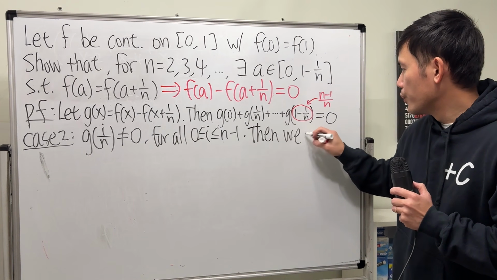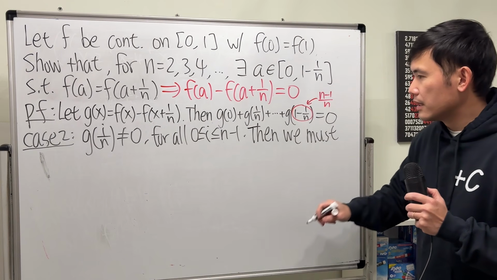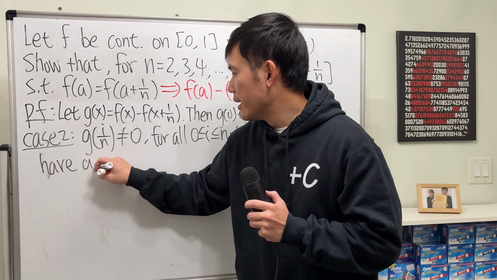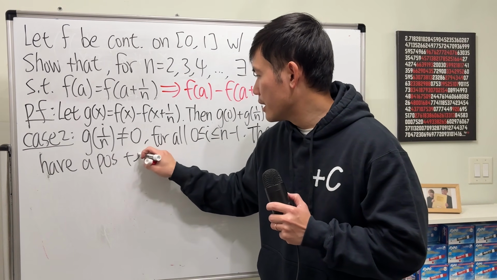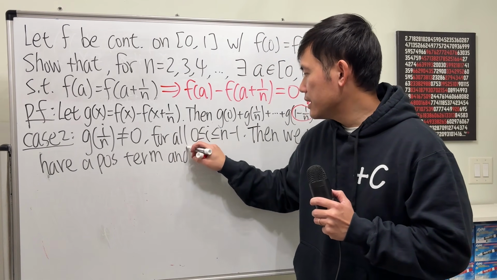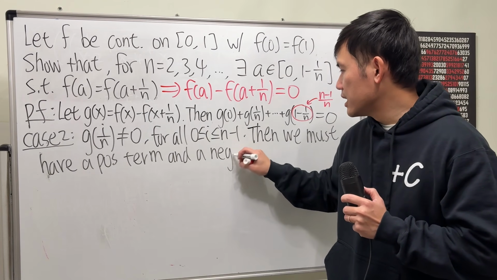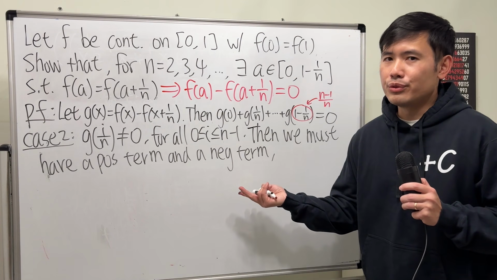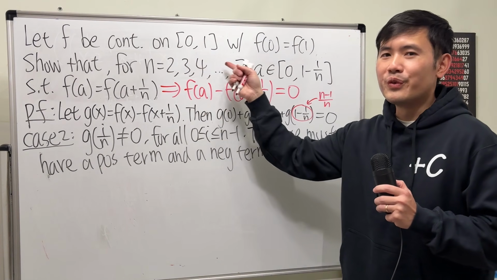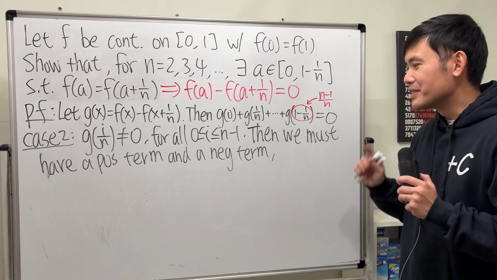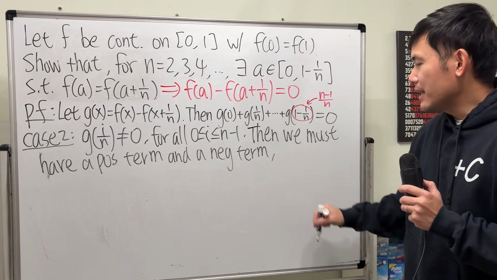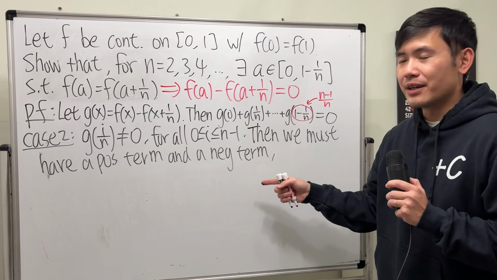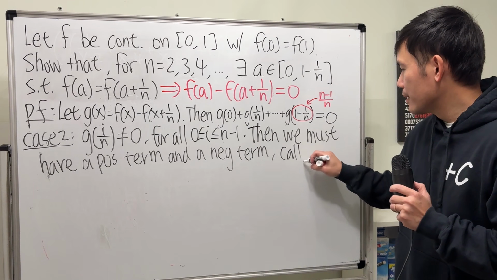Then we must have a positive term and a negative term. Now, why do we must have two terms? Well, n goes from 2, 3, 4, so this is where we can use the n. So that's that. And now, I wrote down we must have a positive term and a negative term. So I will just call them.